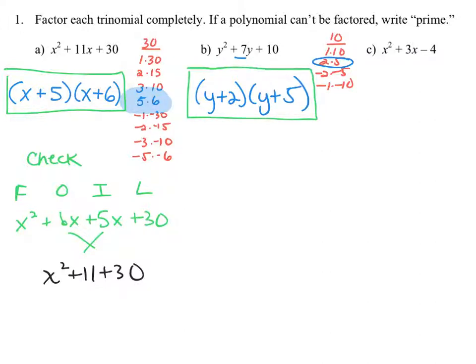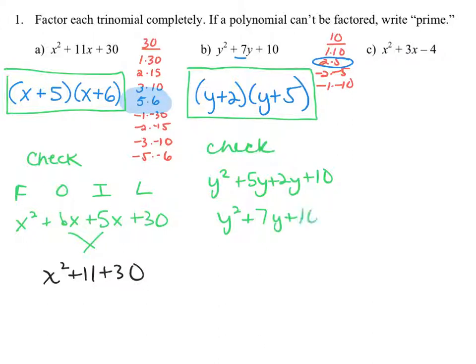And again, you can always check in the check step when you have a binomial times a binomial. You can use the FOIL process. The first is y times y, which is y squared. The outer is y times 5, plus 5y. The inner is plus 2y, and the last is plus 10. By combining those middle terms, we have y squared plus 7y plus 10. That was the problem that we started off with, so we know that we have found the correct factors.